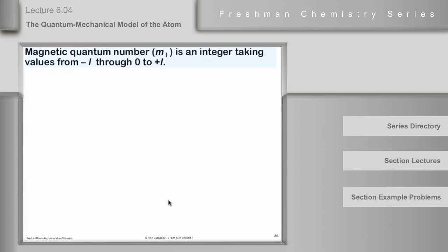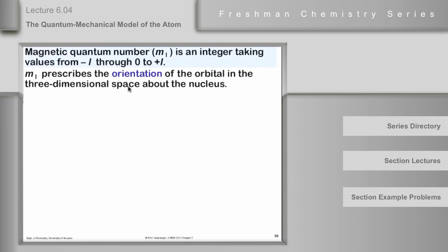The magnetic quantum number, m sub l, is also an integer, but now it can have values from negative l through 0 up to positive l. The smallest value it can have is negative l, assuming the number line, and the largest value it can have is positive l, and it can have integer values, or whole number values, all the way in between.